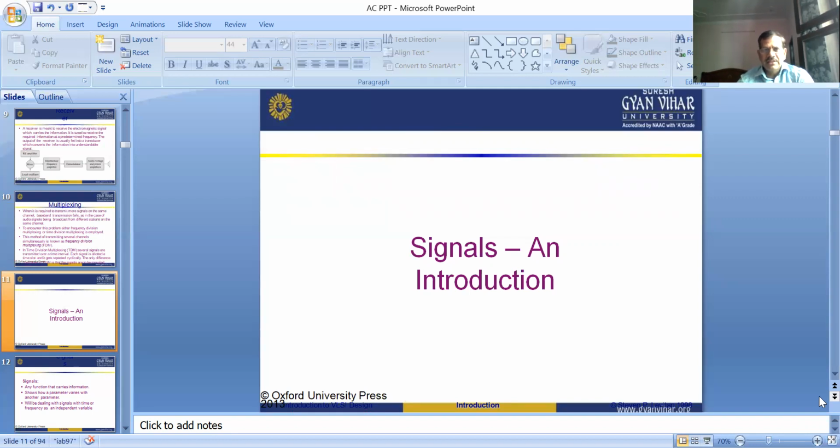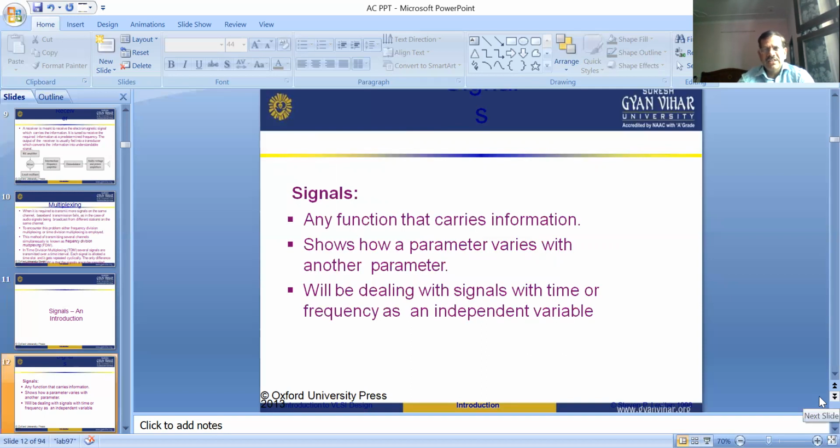Next, we come to the introduction of signals. What is a signal? A signal is any function that carries information. The information may be data information, audio information, or video information. The information may be different.